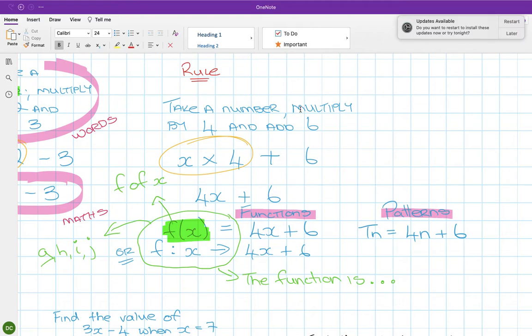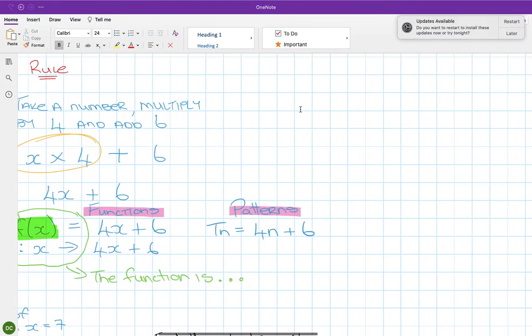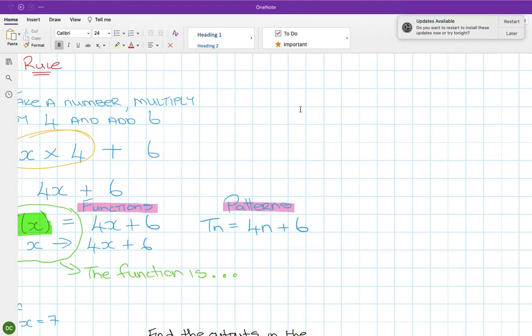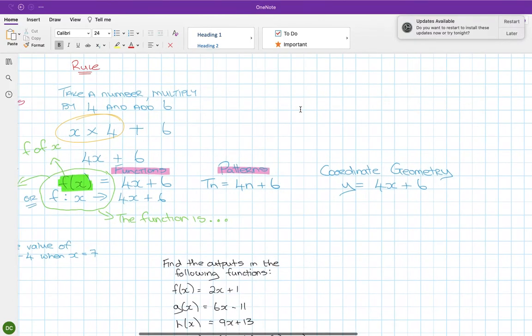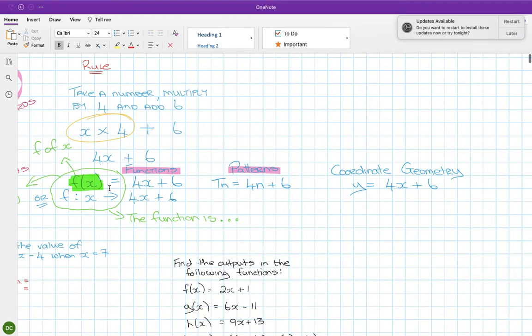If we were doing a patterns question, it wouldn't be f of x, it would be tn, and it wouldn't be an x, it would be an n. Okay, and we haven't done this yet, so I don't want to labour on it too much, but in coordinate geometry, the exact same function would look like this. Okay, so in functions, it's f of x equals 4x plus 6. In patterns, it would be tn equals 4n plus 6. And in geometry, it would be y equals 4x plus 6.